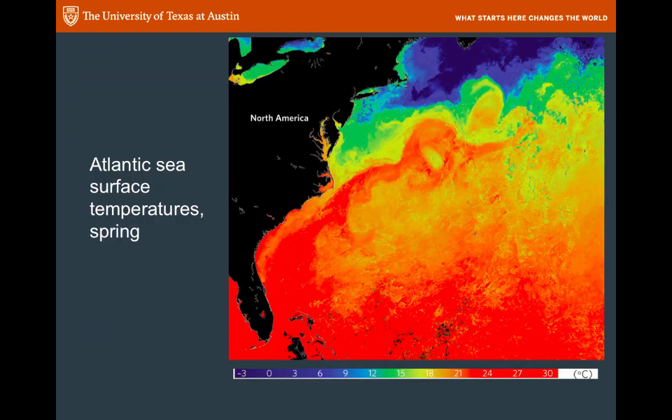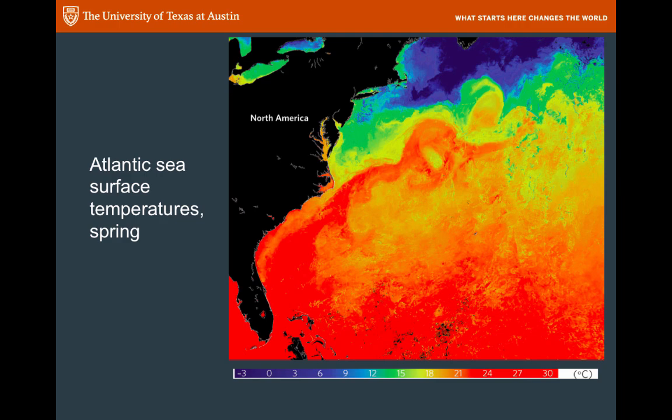Perhaps the most important thing that ocean currents carry is heat. And that is one of the main reasons that we study ocean currents, is to understand the way that heat is moved around the globe.